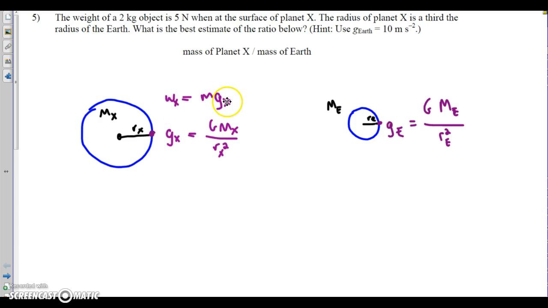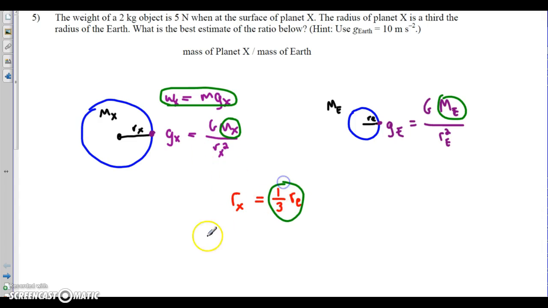gravitational field strength Gx. And then finally, we use the fact that the radius of X is 1/3 the radius of Earth. And we see now, my picture is wrong, isn't it? X is a smaller planet in size. It should be 1/3 the radius of Earth. And when we take the ratio of mx divided by me, we can get rid of gx, replace it with a number using this relationship. We can get rid of rx using this relationship. And as a result, everything cancels out except for the value. So that's how we solve.